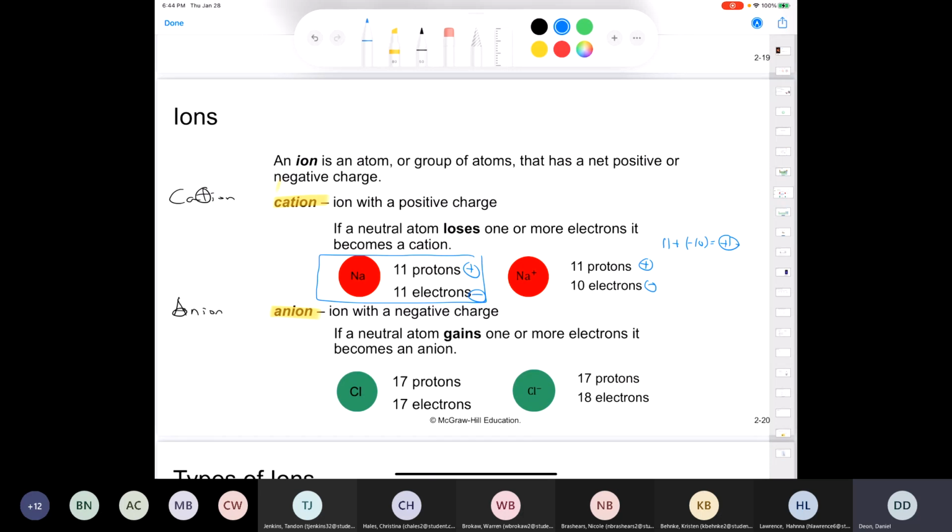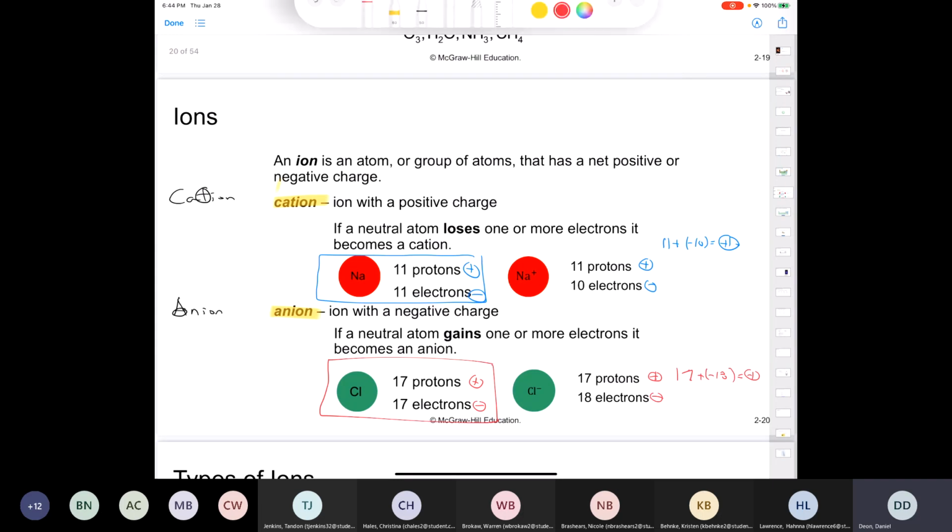Anyhow, in terms of an anion, if we look at chlorine, chlorine is element number 17 on the periodic table. It's got 17 protons and 17 electrons, 17 positive charges and 17 negative charges. If I want to have a chloride, which is basically just a chlorine with a negative charge, so a chlorine anion, I'm going to have to add an electron, because if I have 18 negative charges and 17 positive charges, well, if I take +17 plus -18, I get -1.